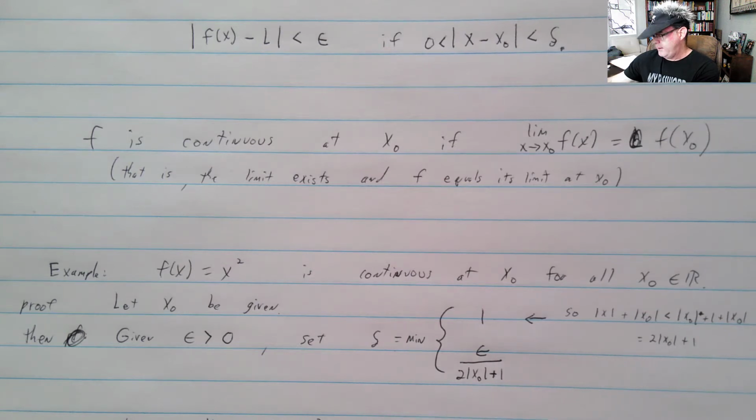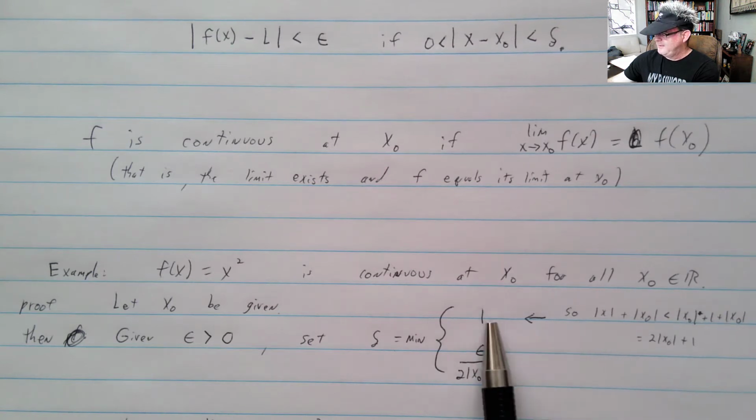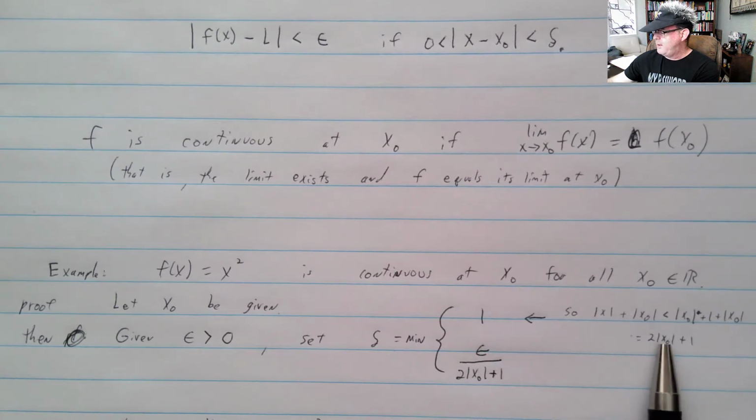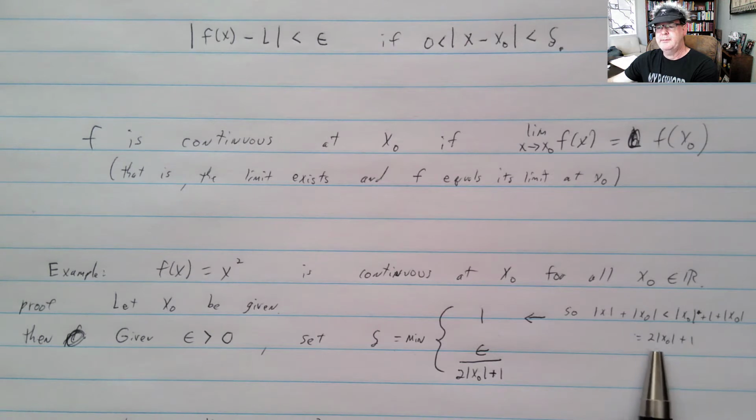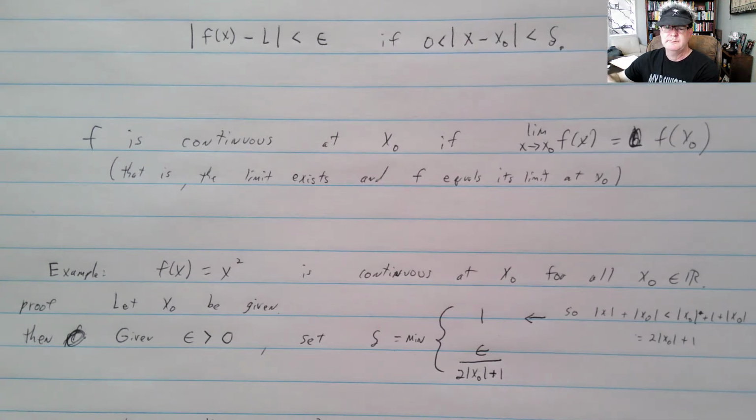Basically, I want to be sure I'm always within 1 of x naught. So most likely, we always picture epsilon being very small, like 0.0001, getting smaller. But just to be rigorous here, the most delta could be is 1. So I will always be within 1 of x naught. And so that would mean the absolute value of x plus the absolute value of x naught is going to be less than 2 times the absolute value of x naught plus 1. So I just want to force that to happen.